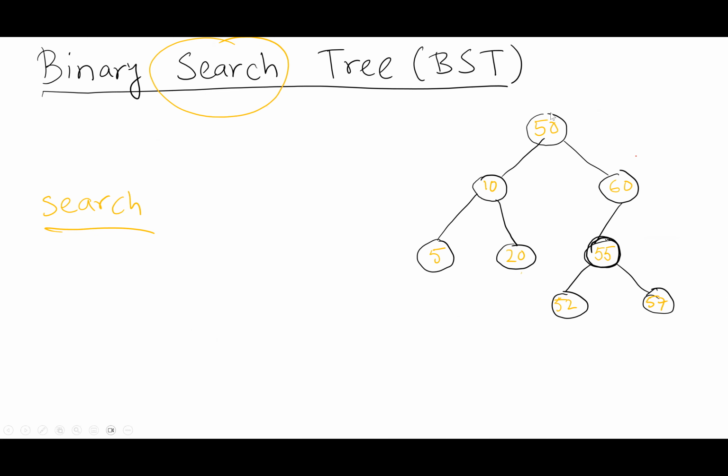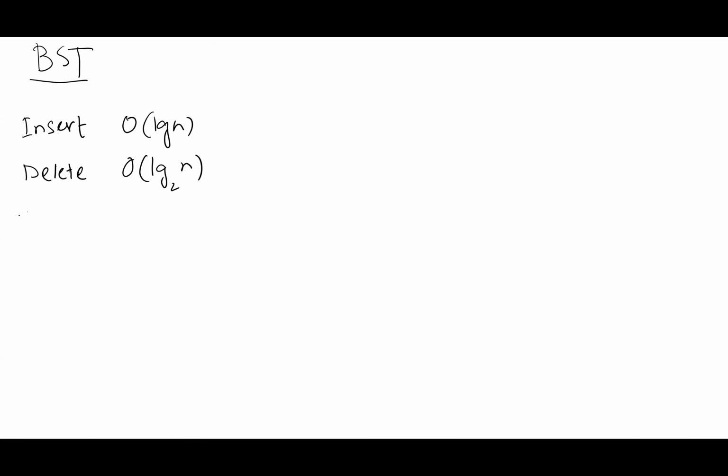So let's look at the binary search tree, and how it can help in this case. The binary search tree can actually do amazing things. Insert may become order of log n. Delete may become order of log n, that's base 2. And search also may become order of log base 2 of n. How is this possible?